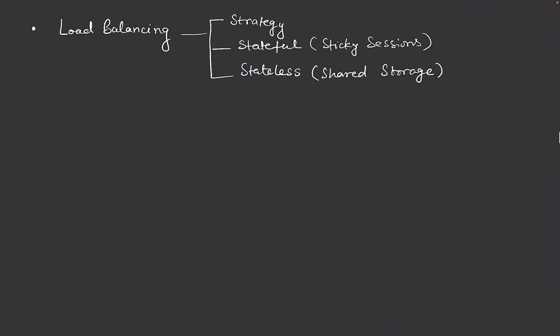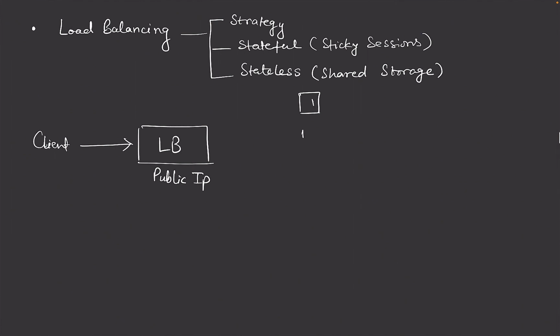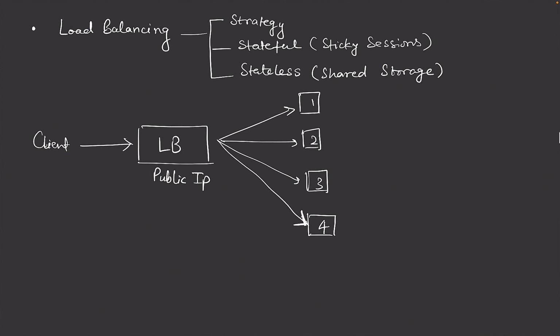A load balancer is a server whose IP address is public. This is our load balancer. It has a public IP address, which means anyone on the internet can reach the load balancer. The client, let's say our web browser, would go to the load balancer, and the load balancer will determine, okay, we have multiple servers here, server 1, server 2, server 3, server 4. The load balancer will determine which server it should send the request to, and all these servers are usually not accessible from the internet. They are only accessible from a local network.